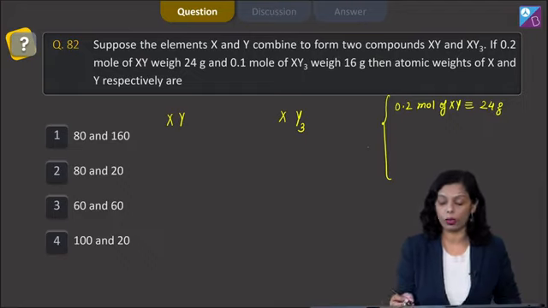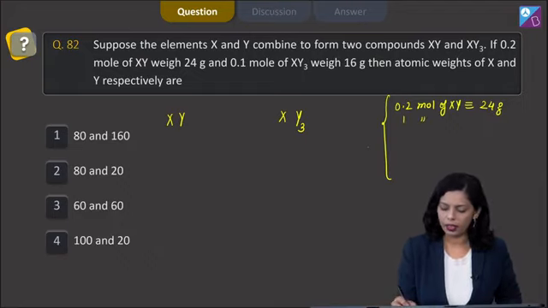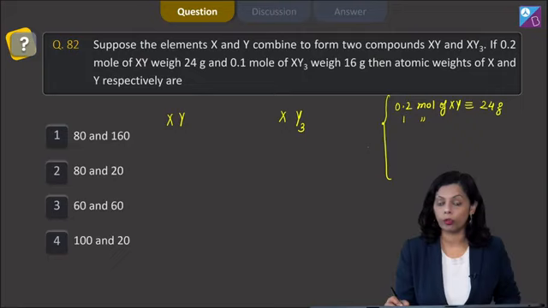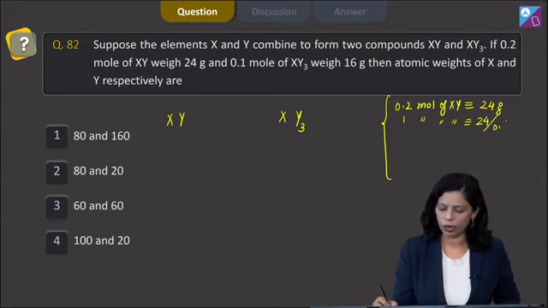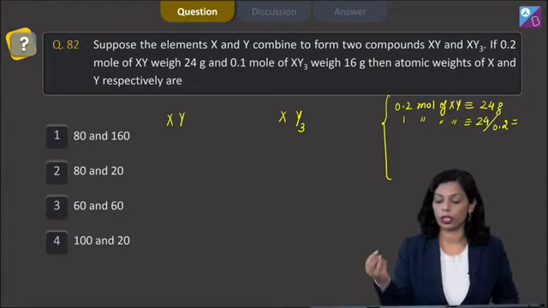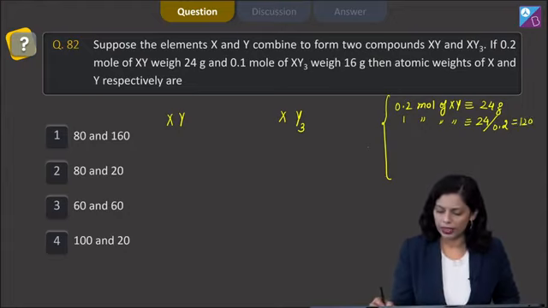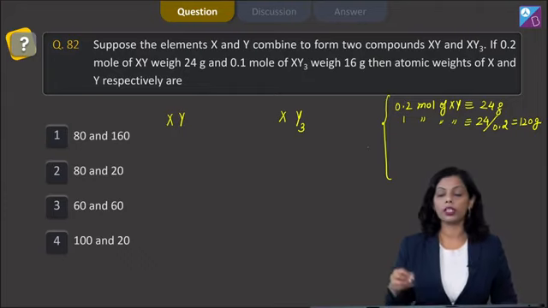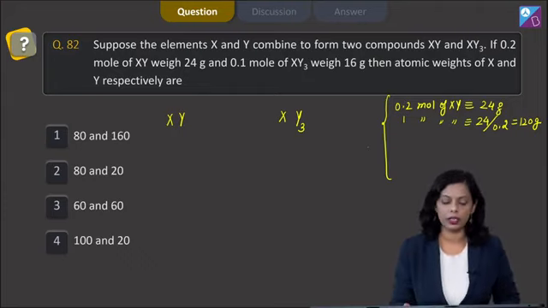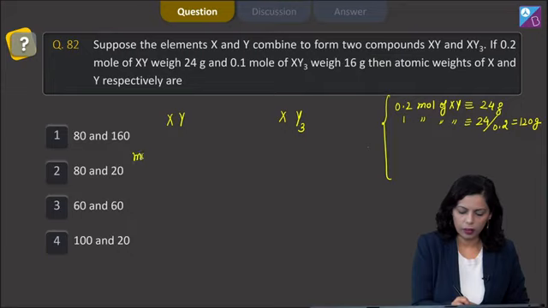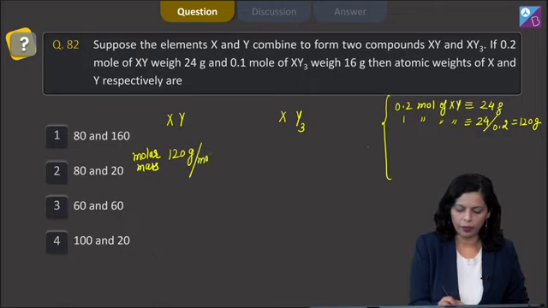And as I've already told you, if you can calculate the mass of 1 mole, that would be the molar mass. So for 1 mole of XY, I'm applying the simple unitary method once again, right? So 24 divided by 0.2 gives me 240 by 2, it means 120 gram. So this would be the molar mass associated with XY. I'm writing here the molar mass I've just calculated, this is 120 gram per mole.